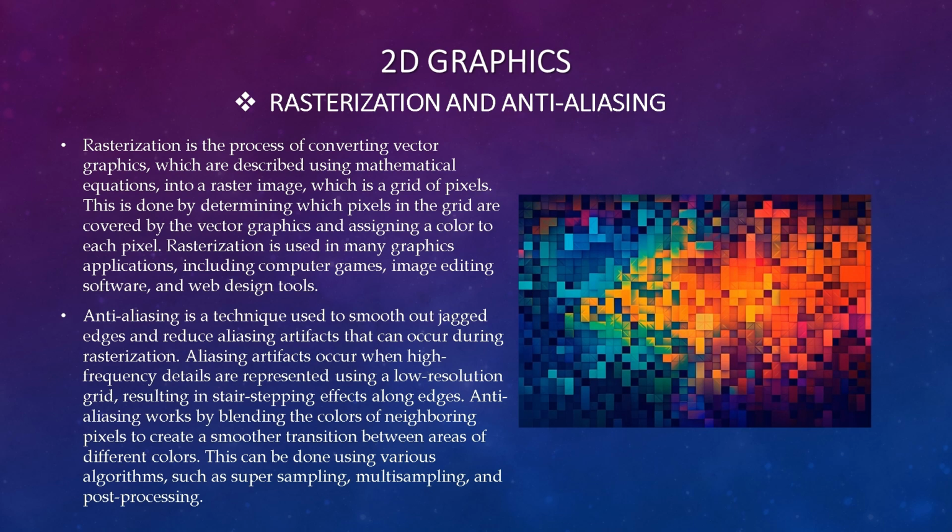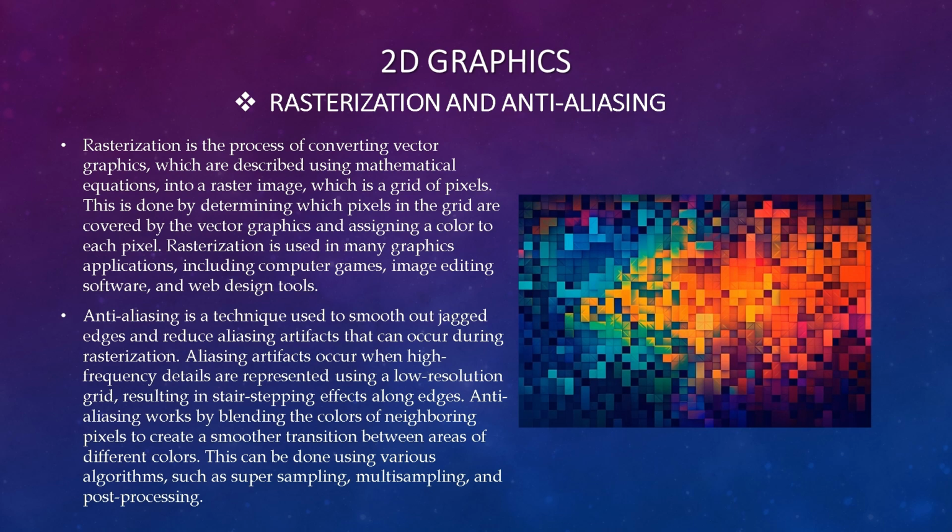Anti-aliasing is a technique used to smooth out jagged edges and reduce aliasing artifacts that can occur during rasterization. Aliasing artifacts occur when high-frequency details are represented using a low-resolution grid, resulting in stair-stepping effects along edges. Anti-aliasing works by blending the colors of neighboring pixels to create a smoother transition between areas of different colors.